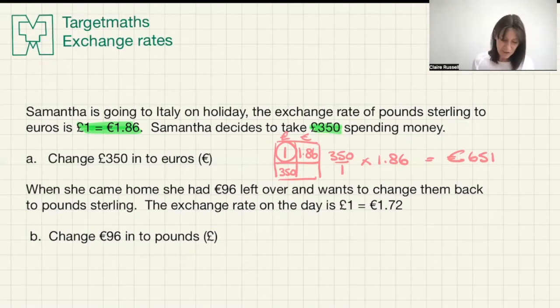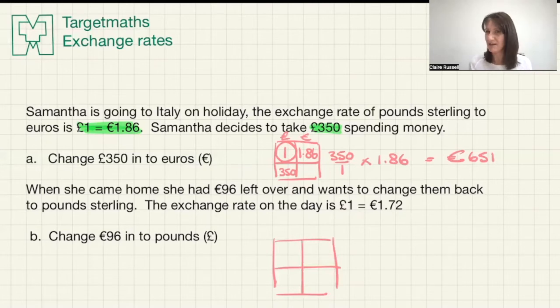Okay, let's do the next one. When she came home, she had 96 euros left over and wants to change them back to pounds sterling. The exchange rate on the day is different. So it's really important that we're reading our questions carefully. Exchange rates change all the time. So it's very unlikely that you'd go away for a week or two, come back, and it'd be identical to what it was. So we've got our £1 and we got 172.